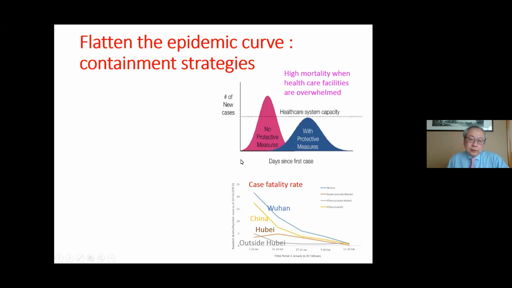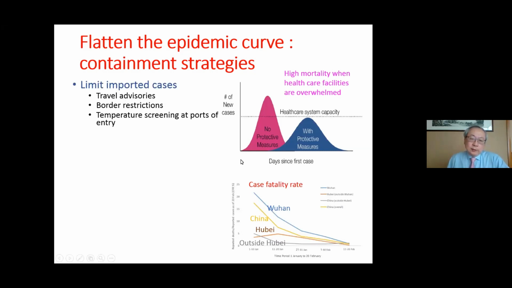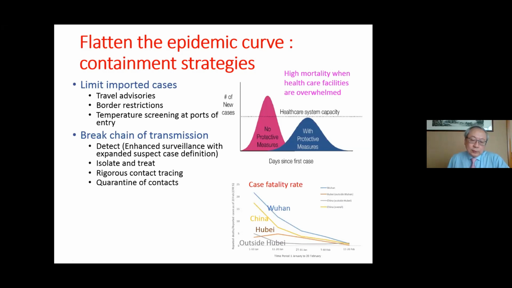So what are these containment measures? First is to limit import cases, and many countries are already doing this. There's a lot of travel bans now, and basically asking travelers also to social distance and stay home. The other next important one is to break the chain of transmission. So we have to rigorously detect them, isolate and treat, rigorously contact all contacts and quarantine them. Social distancing, no large-scale events.